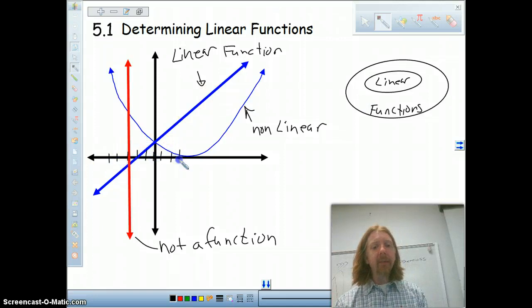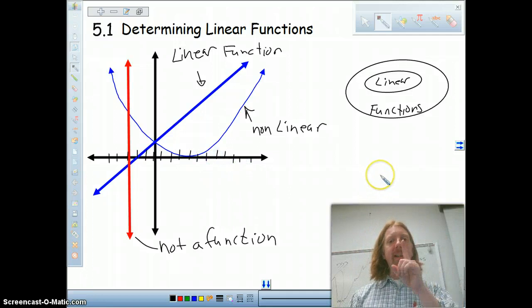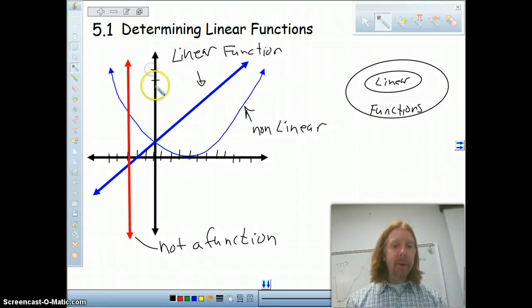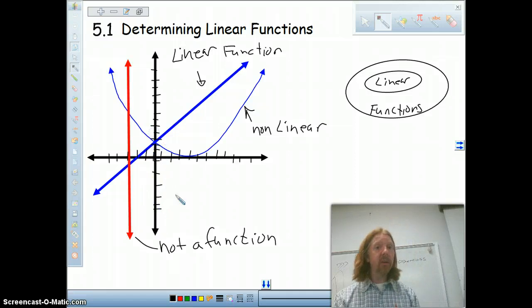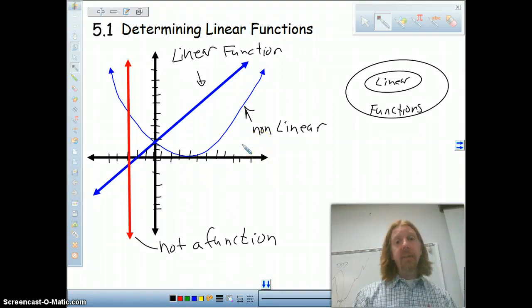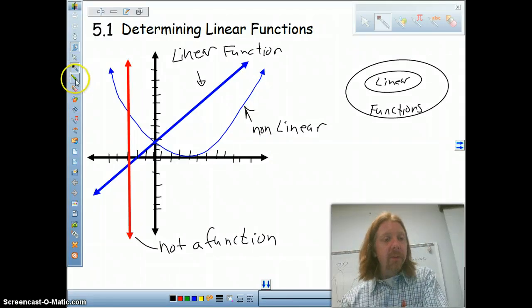Now recall, a function is a relation where for every x value, so every item in my domain, every independent variable, there is exactly one output, one y, one dependent variable. So the two blue graphs that are shown here are both examples of functions. The difference is the one that has the curve to it is a nonlinear function. Now, once you've got the idea of the visual down, we can start to talk about some other ways of testing them.